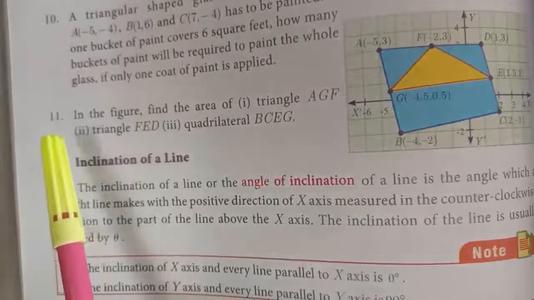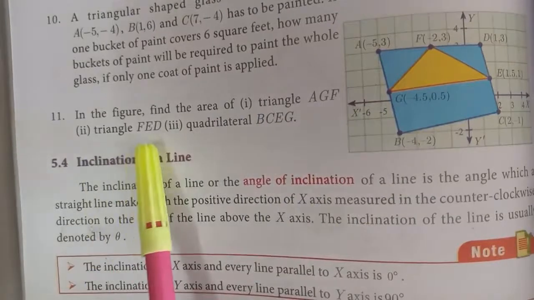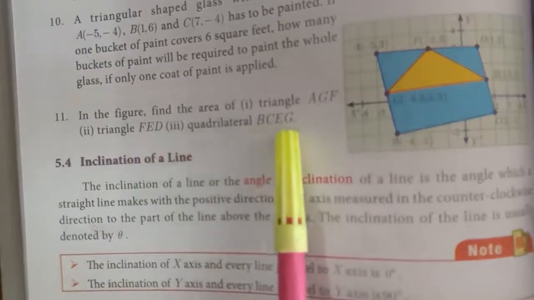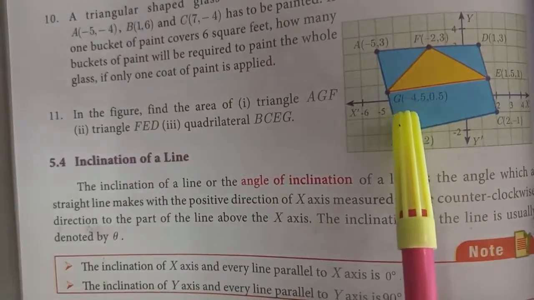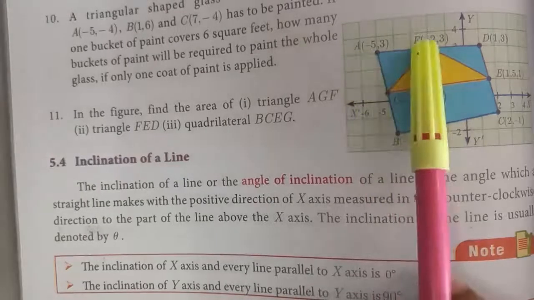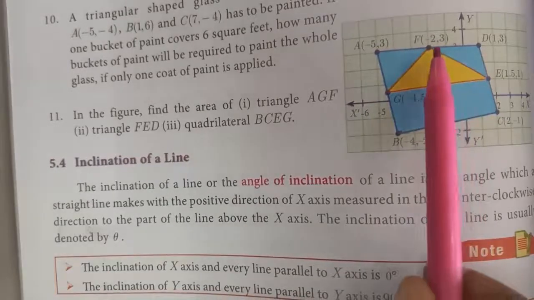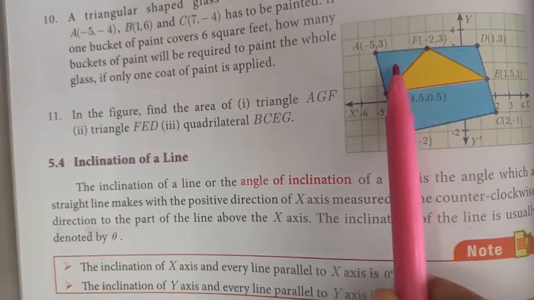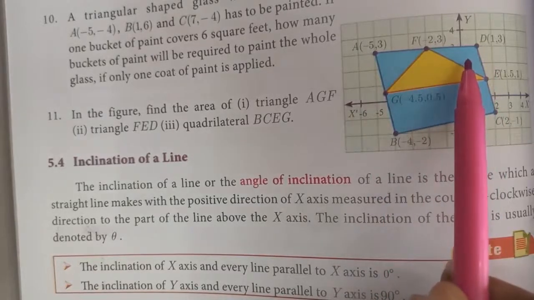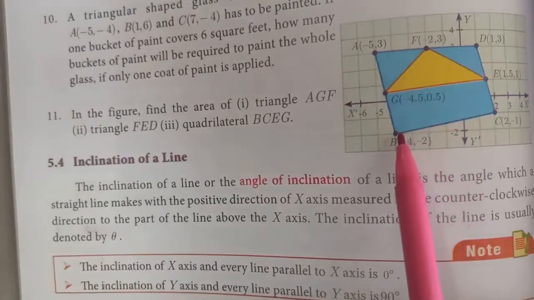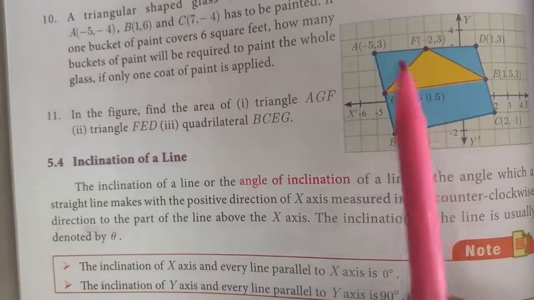Exercise 5.1, problem number 11. In the figure, find the area of a triangle AGF, triangle FED and quadrilateral BCEG. So this is the given figure. You have to first find the area of a triangle AGF. This is AGF. Then triangle FED. So this is the triangle FED. Similarly, you have to find the area of a triangle FED. Then at last you have to find the quadrilateral BCEG. If you find this, you get the area.